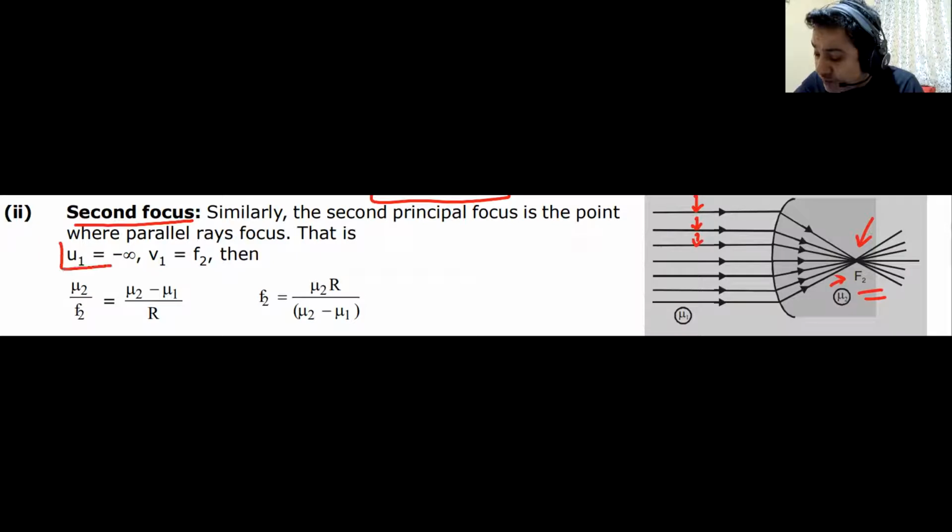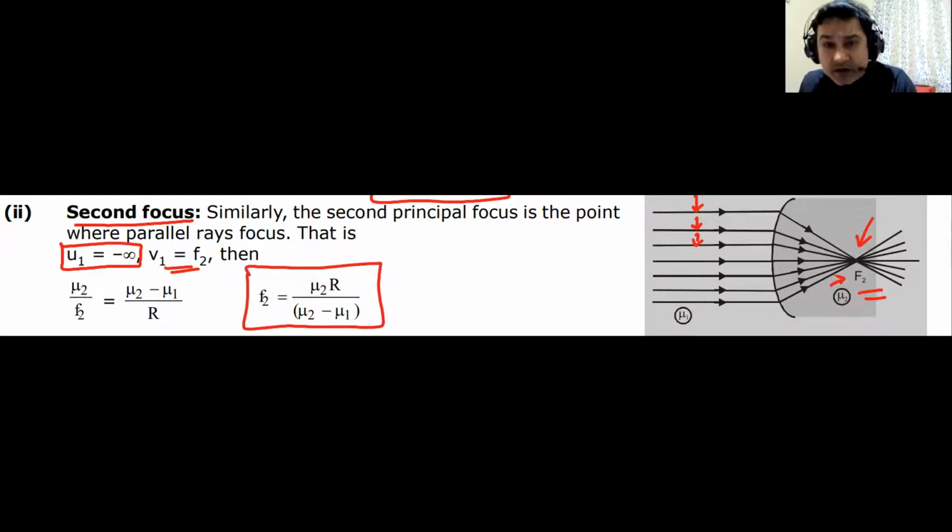Here u1 is minus infinity, v1 is f2. If you put the formula, it looks like this. Again, whether it will be positive or negative depends on two things. It depends on r1 or r2, whether it's positive or negative. It depends on the value of mu2 and mu1. So this is f2, which is the second principal focus.